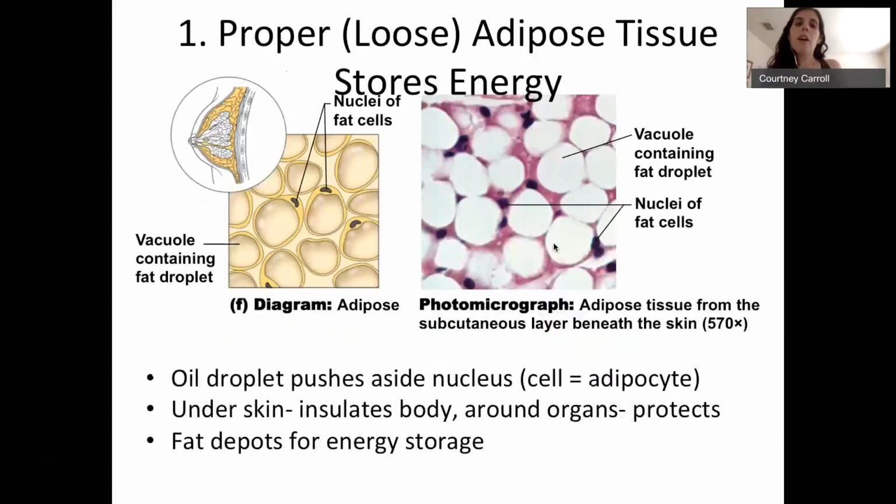The second type of proper loose tissue is our adipose tissue. What you can see here is that it's not really full of fibers. Adipose tissue is known instead for its oil droplet, which takes up the majority of the cell and actually can push aside the nucleus. We find adipose tissue under our skin layer, and it insulates, it protects our organs, and the fat depots are actually great for energy storage.